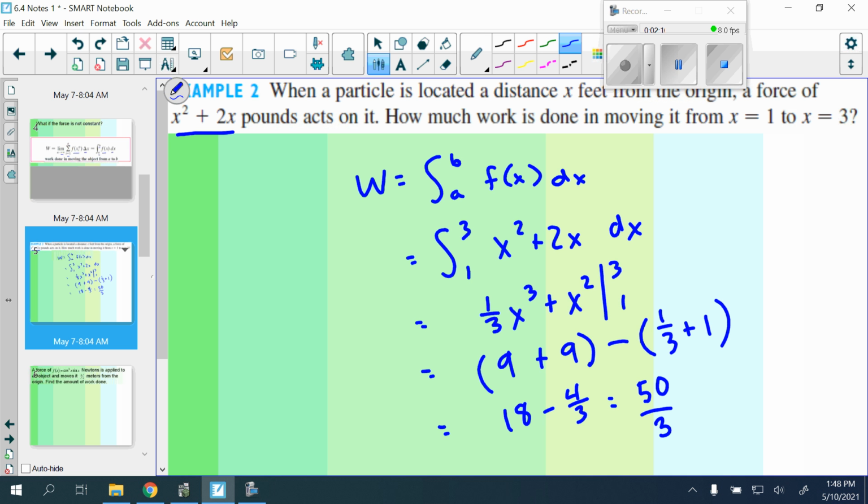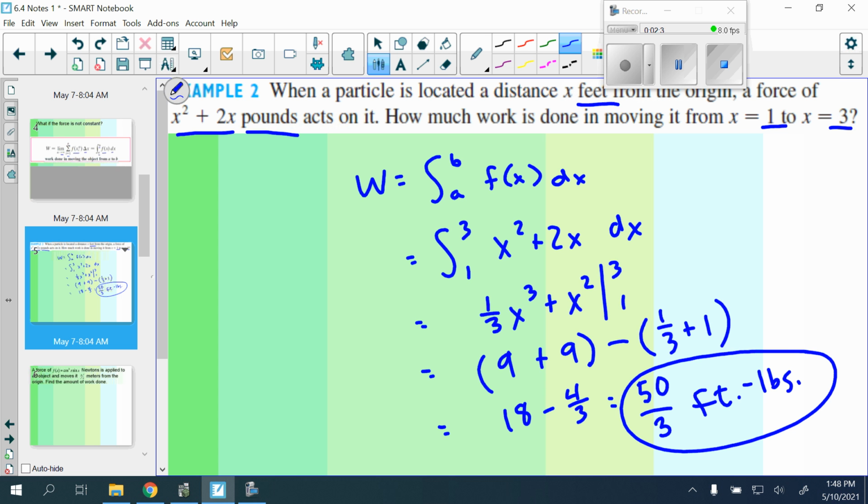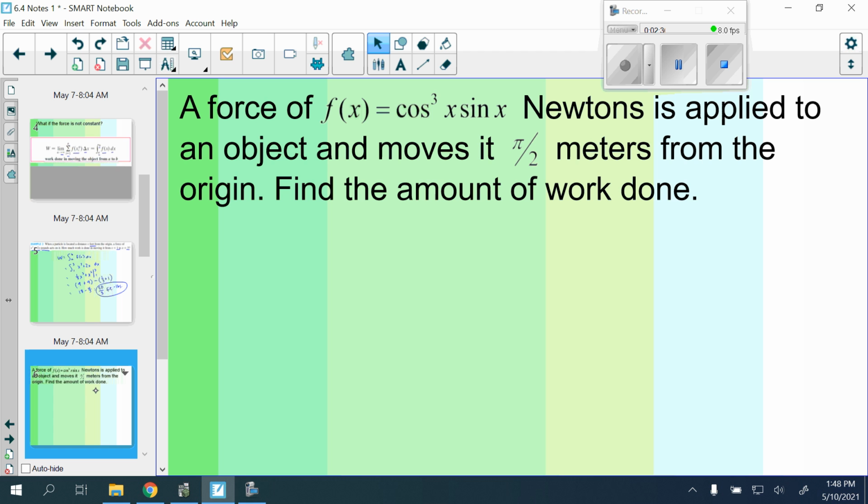And since we're in pounds here, and this is the amount of feet that we're moving, this would be in foot pounds. Should always label on these ones so we know what we're working with. All right, let's take a look at another one.